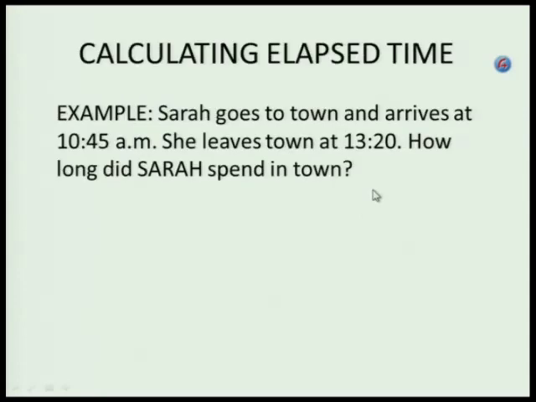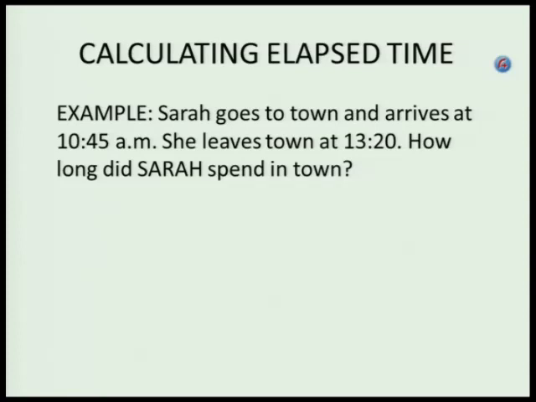We are going to do an example where we are going to calculate elapsed time. Look at the following example. Sarah goes to town and arrives at 10:45 a.m. She leaves town at 13:20. How long did Sarah spend in town?